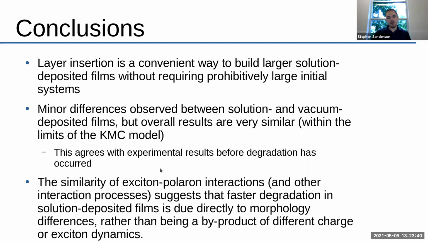And the similarity of exciton and polaron interactions suggests that the faster degradation that we do see in real devices is likely a direct product of the morphology of the film. So possibly the trapped solvent is allowing those molecules to move a bit more freely, or something else is going on there. But it doesn't appear to be directly related to differences in charge and exciton dynamics.